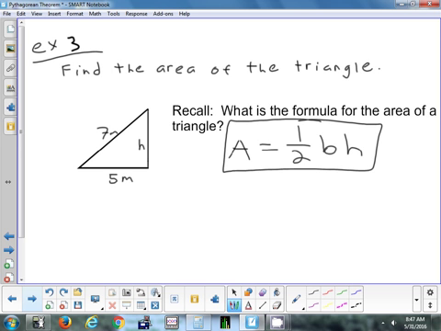So that's an easy formula to use, but I'm missing something. In the problem I gave you, in order to use this formula, I need to know the base and I need to know the height. Which one don't I know? Yeah, I don't know the height. That's the problem. If I knew the height, I could just plug in h, I could just plug in for the base, and I'd be done. Okay, but we don't know the height. So what theorem do you think I can use to find the height?